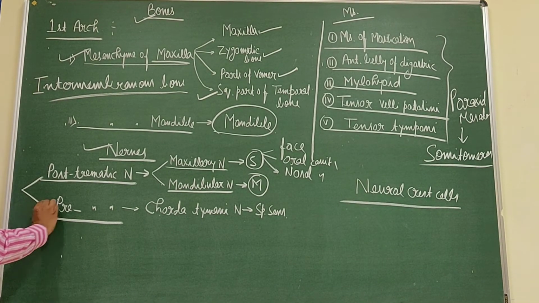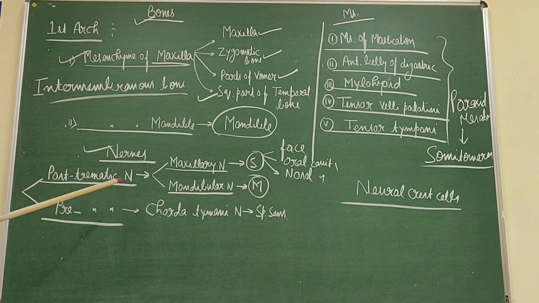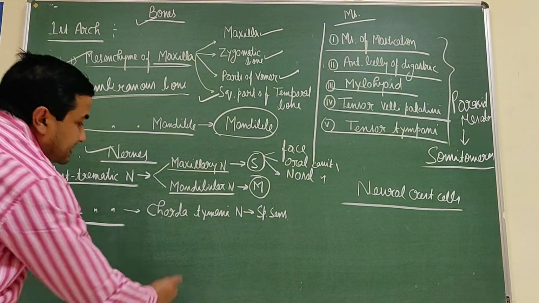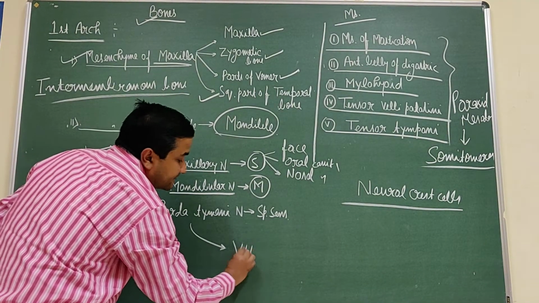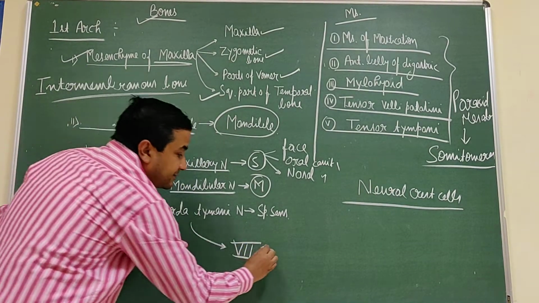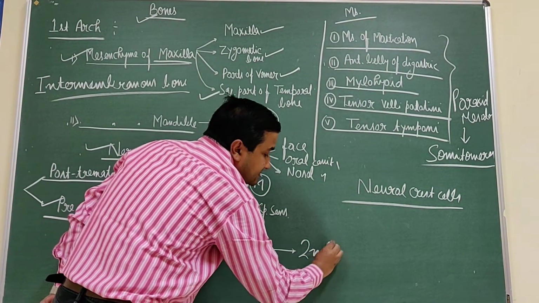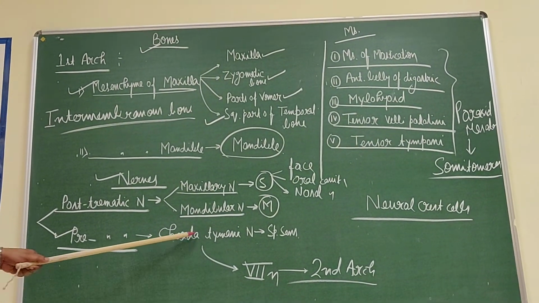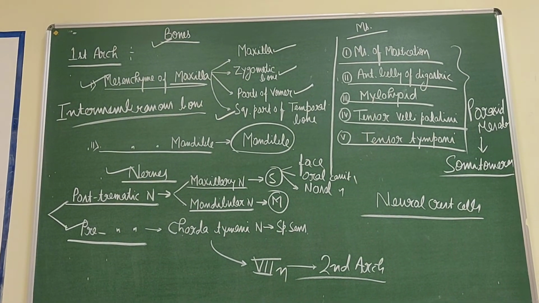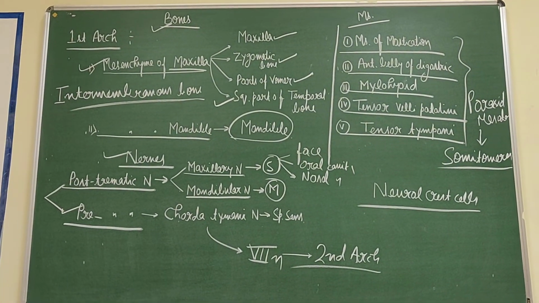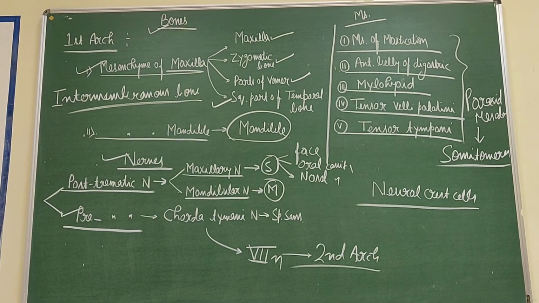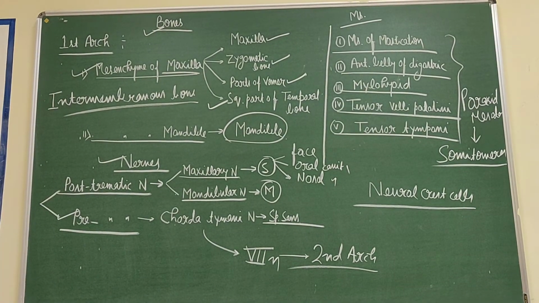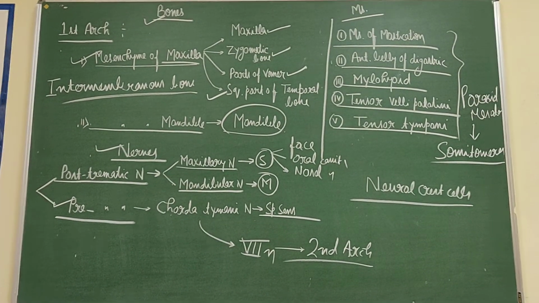Now the pre-trematic nerve. The pre-trematic nerve is the chorda tympani nerve. Now this chorda tympani nerve is a branch of the facial nerve, and the facial nerve is the nerve of the second arch. But its one branch, that is the chorda tympani, runs along the caudal border of the first arch, and it is the pre-trematic nerve. And it carries the special sensation, taste sensation, from the anterior 2/3 of the tongue.